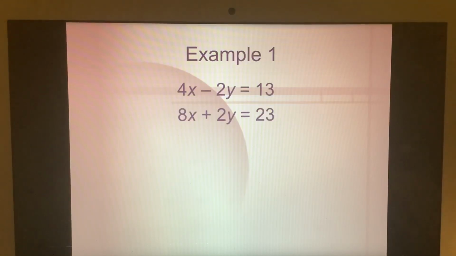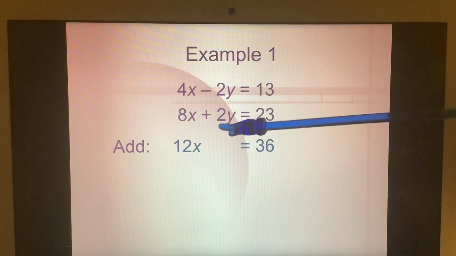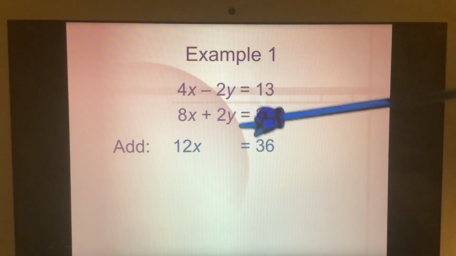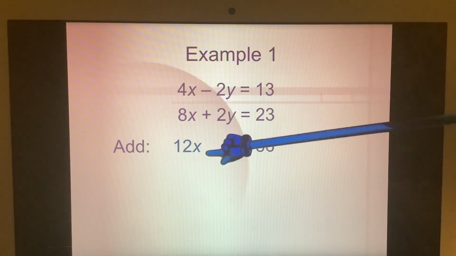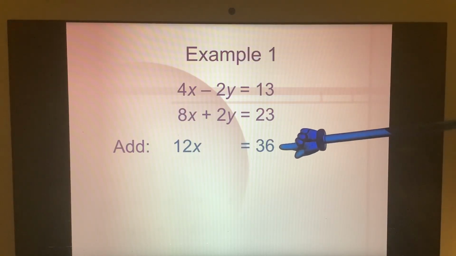So, example number 1, I've got 4x minus 2y equals 13, 8x plus 2y equals 23. So, I'm going to take one of these, I'm going to solve for the variable. Actually, okay, so now first we're going to combine the two equations. Negative 2y plus 2y, those cancel each other out, don't they? So that will eliminate my y's. Now I have the x's left. 4x plus 8x gives me 12x. 13 plus 23 equals 36.